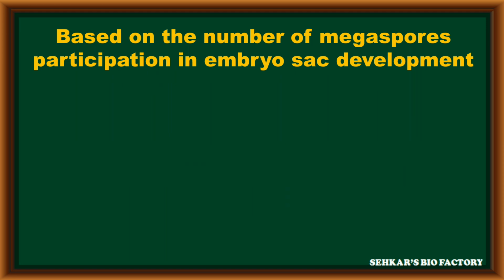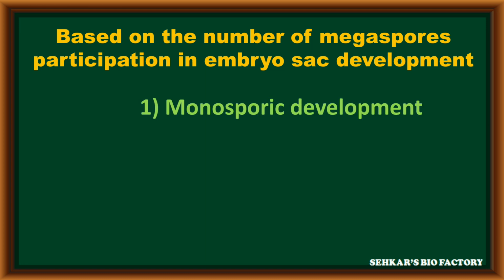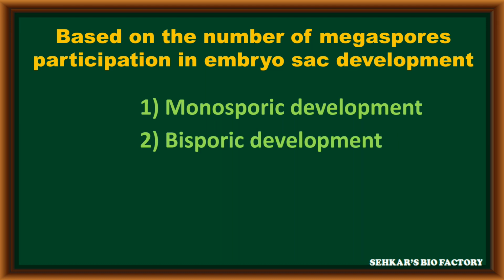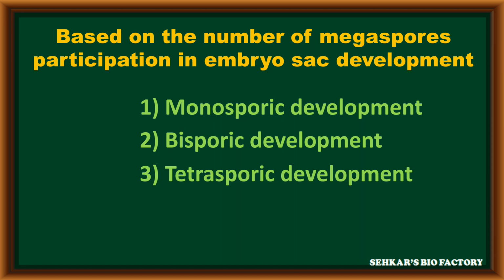Based on the number of megaspores participating in embryo sac development, the developmental process is of 3 types. The first type is monosporic development. The second type is bisporic development. The third type is tetrasporic development. Let us discuss monosporic embryo sac development in this video.